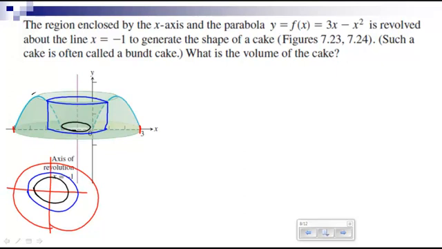Who wants to make a bundt cake? Oh my god, I want a bundt cake so bad right now. Just say it. I'm so hungry.